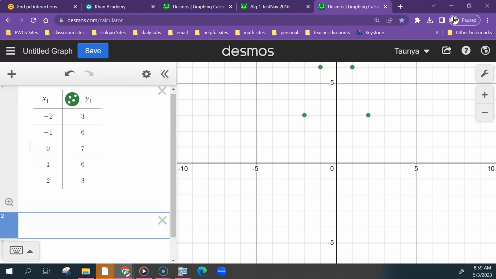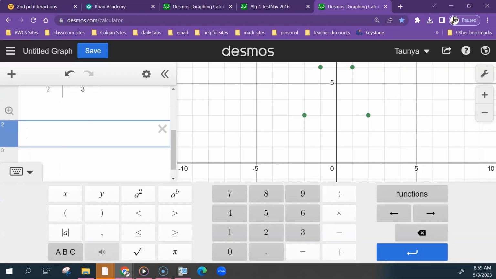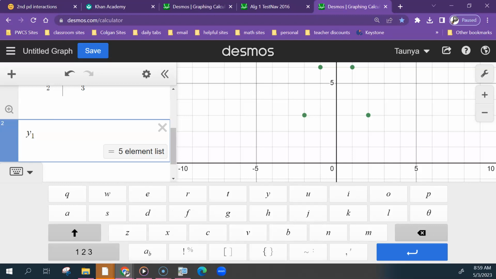So whatever the table numbers are, you have x1 and y1, we're going to use that. I'm going to type in y1. Then you need the squiggly line, the tilde. So if you're on your computer, you can type it in. I think it's above shift. Or you can look in the keyboard and it's at the bottom here.